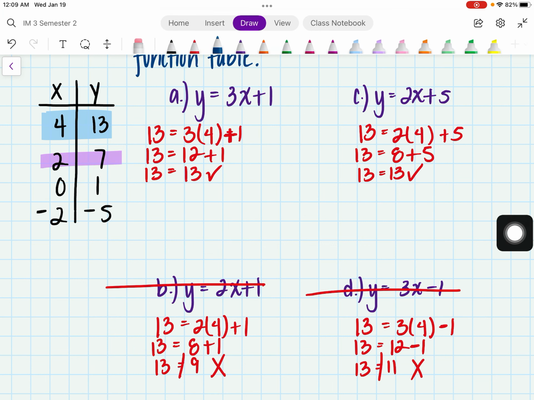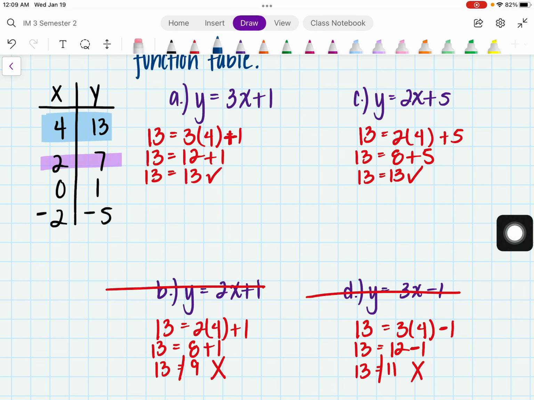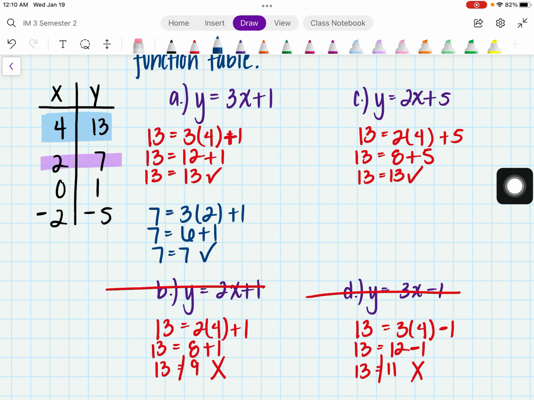2, 7. So in this case, wherever I see a y, I'll put a 7. Wherever I see an x, I'll put a 2. So then this is 7 equal to 3 times 2 plus 1. So that's 7 equal to 3 times 2 is 6, plus 1. 6 plus 1 in this case is a 7, so that one is true.